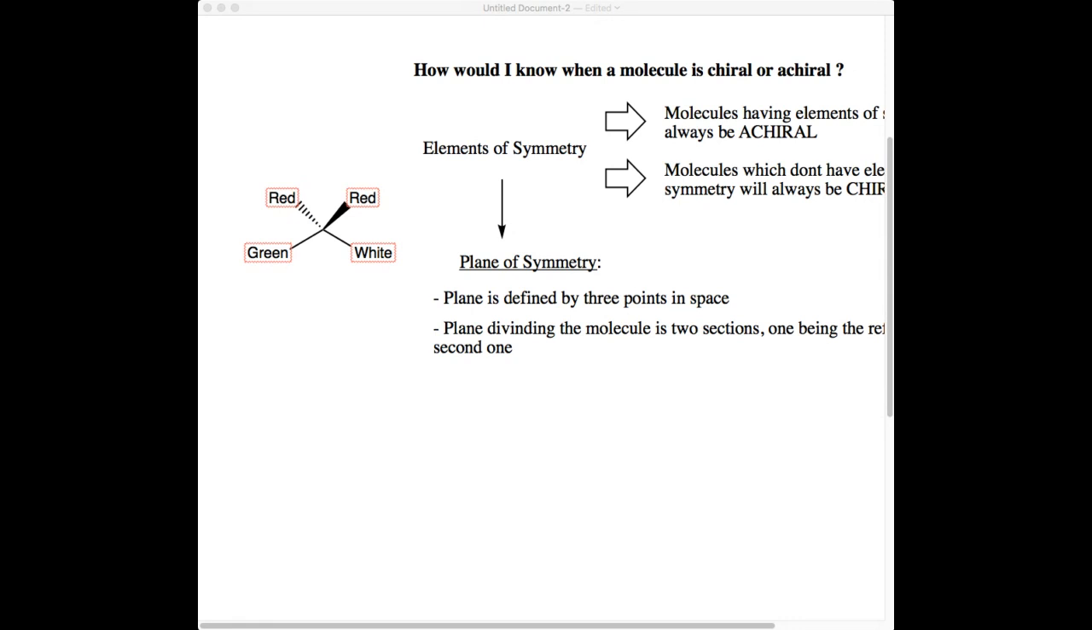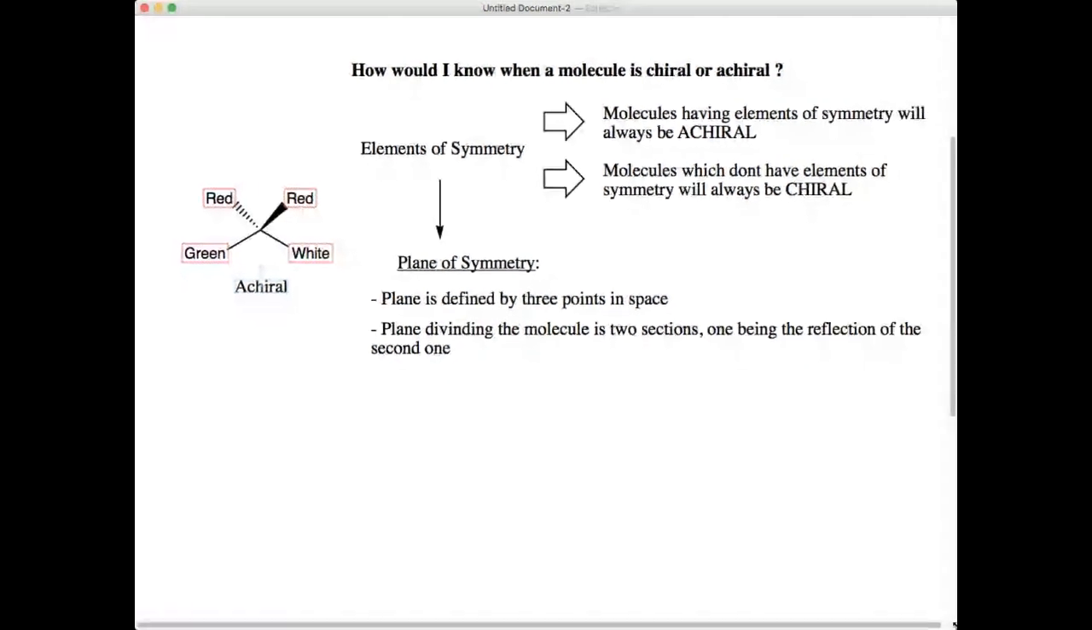You can see it on the screen better, the red coming toward you and the red going away from you. And one section of the molecule is a reflection of the second section. So we can classify that as a plane of symmetry. And because this molecule has a plane of symmetry, we can say that this molecule will be achiral. And achiral molecules, remember, because they are achiral, they will be superposable with their mirror images, meaning that these molecules do not have enantiomers. The enantiomer would be the same molecule because it superposes with its mirror image.